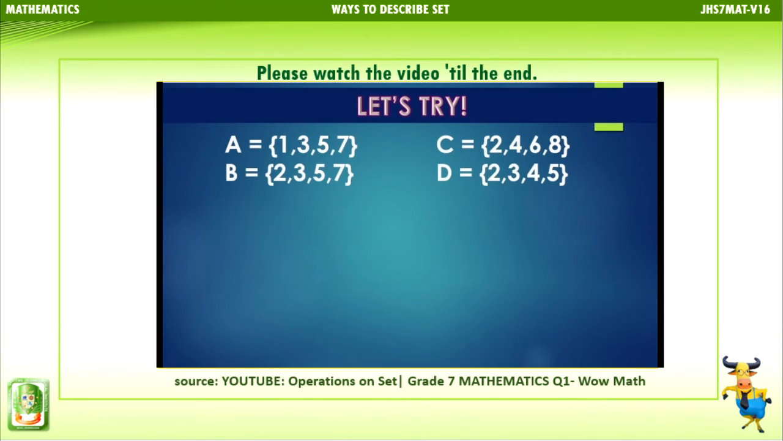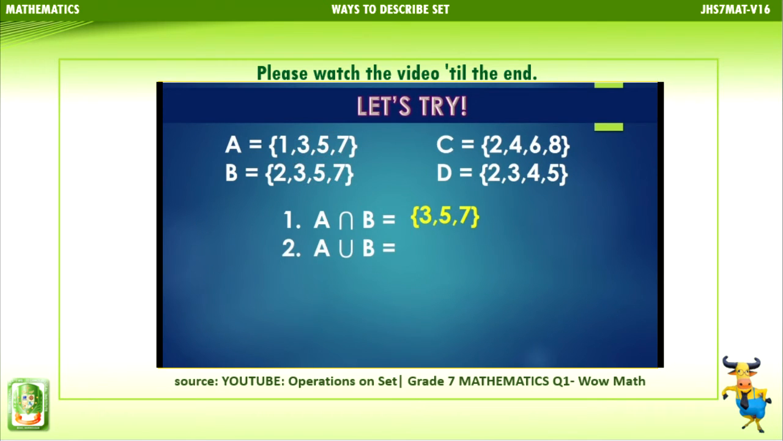Okay, let's try. So, set A, we have 1, 3, 5, 7. Set B, we have 2, 3, 5, 7. Set C, we have 2, 4, 6, 8. And D, we have 2, 3, 4, 5. So, I have here the intersection of set A and B. So, kukunin natin kung anong meron kay A at meron kay B. Ano yung pagkakapareho nila? Pareho silang may 3, 5, 7. So again, pag sinabing intersection, kukunin mo kung ano yung common elements. So therefore, the intersection of A and B is 3, 5, 7.